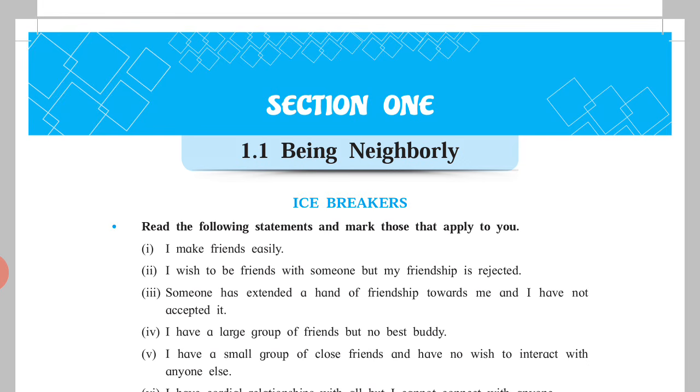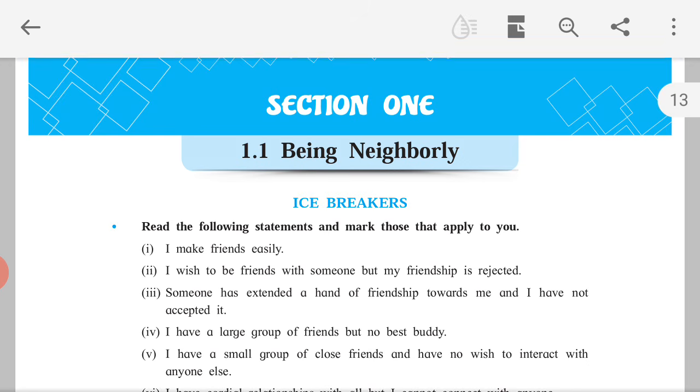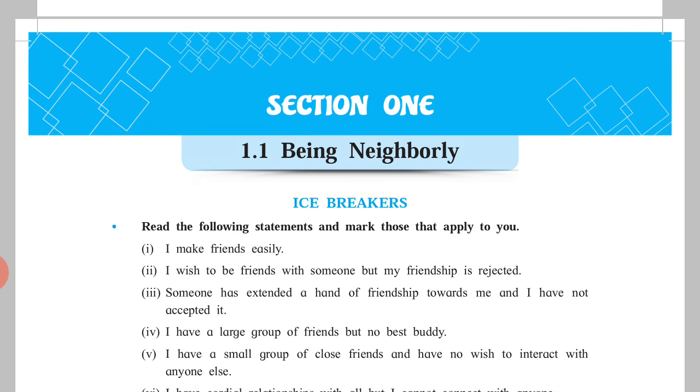From this lecture I would like to explain the actual lesson from Section 1, prose. Today we are going to discuss the first prose, 1.1 Being Neighborly. Look at the title, Being Neighborly.